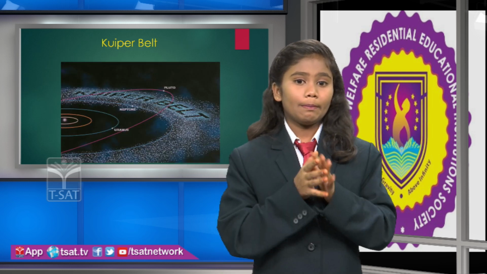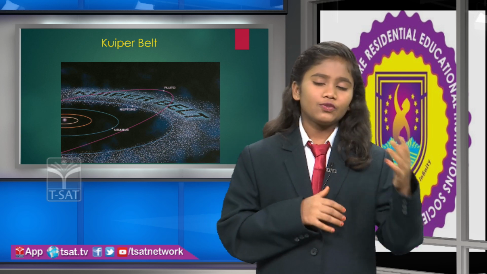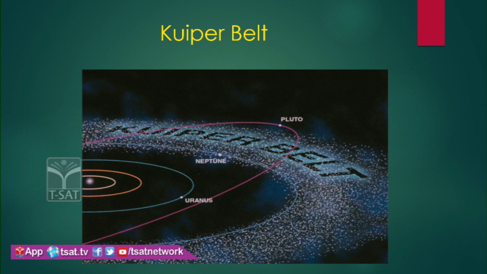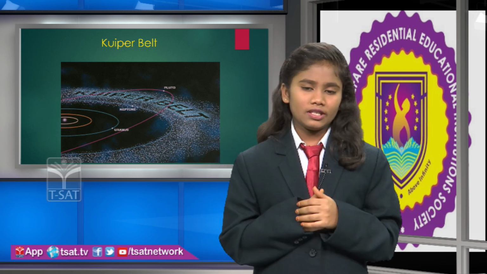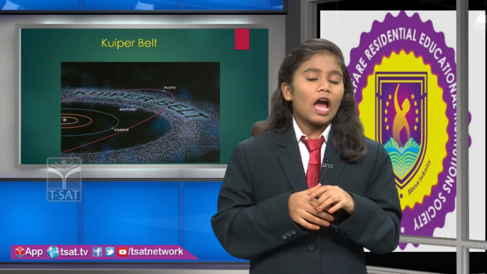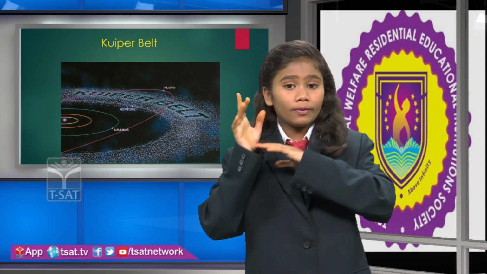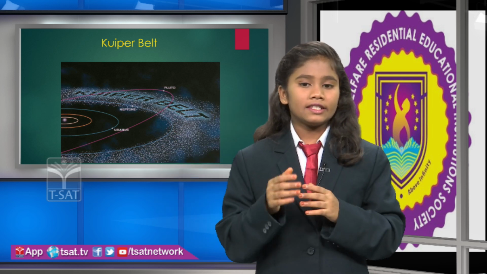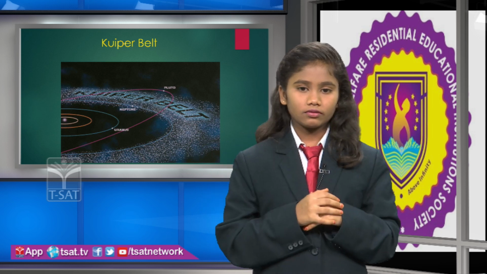Now let us discuss the Kuiper Belt. The Kuiper Belt is a circumstellar disk in the outer solar system, extending from the orbit of Neptune, approximately 50 AU from the Sun. Pluto is a dwarf planet in the Kuiper Belt, a ring of bodies beyond the orbit of Neptune. It is the first Kuiper Belt object to be discovered and is the largest known Plutoid. Do you know it is also called the King of the Kuiper Belt?